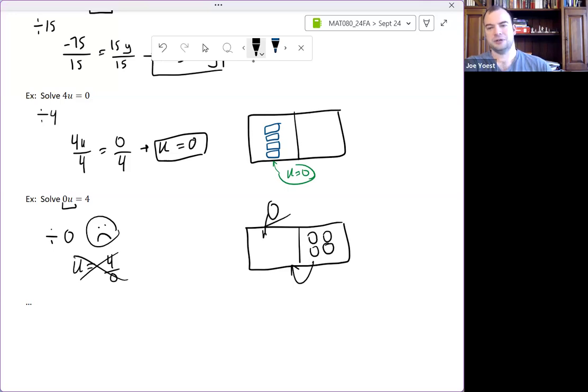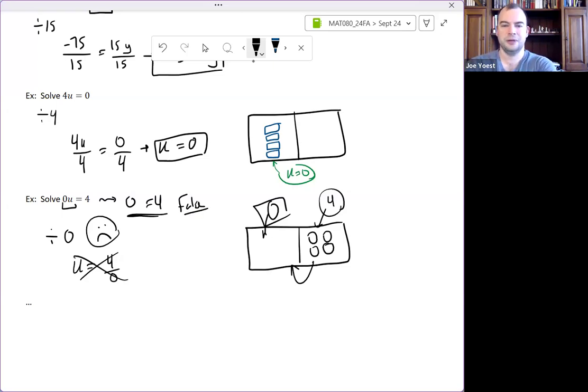This is just always 0 weight, and this is like 4 units of weight. It's never going to balance. In fact, if I think of u as being an integer, I know that any integer times 0 is 0. This really just simplifies down to 0 equals 4 if I notice that. And 0 never equals 4. This is a false statement. It's a contradiction. There's no u, no value for u that solves this equation.